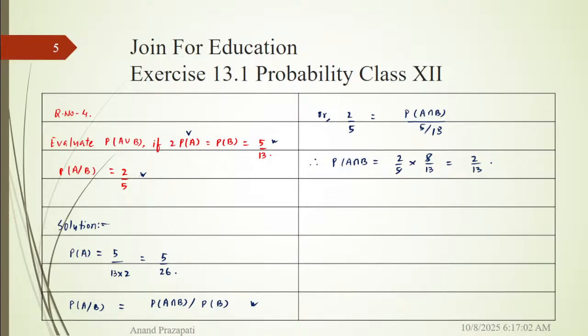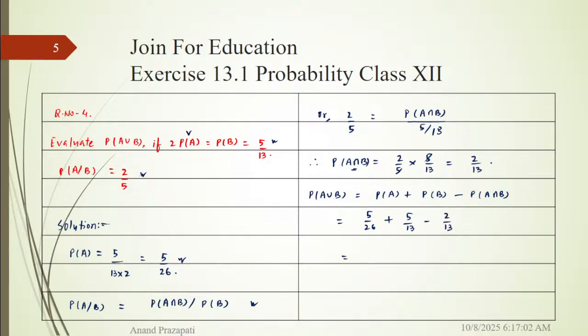So now we recall probability of A union B equals probability of A plus probability of B minus probability of A intersection B. Now putting the value of probability of A, which is 5 by 26, we write down here 5 by 26 plus probability of B equal to 5 by 13, minus probability of A intersection B equal to 2 by 13.